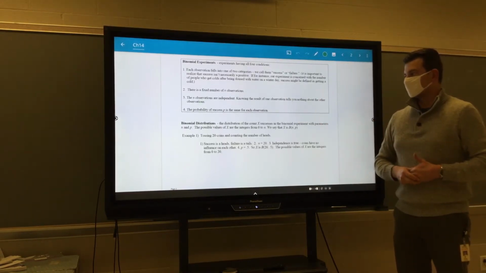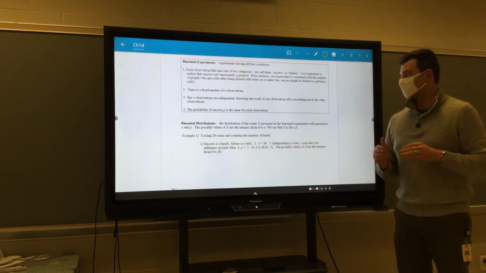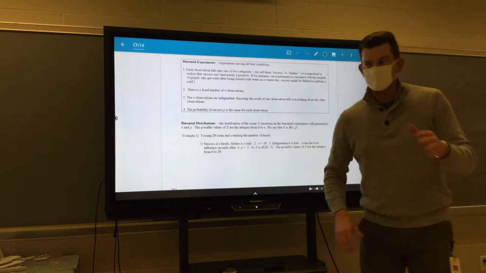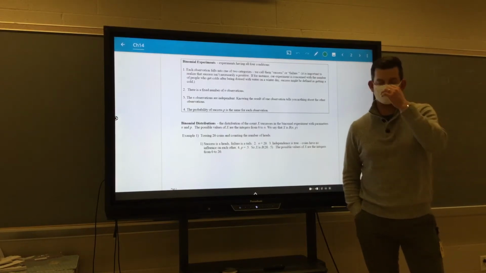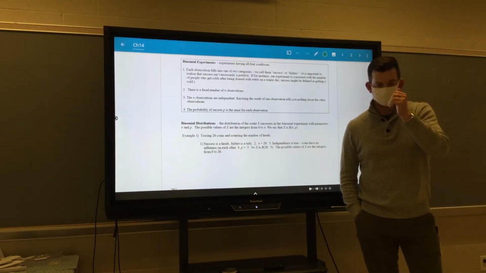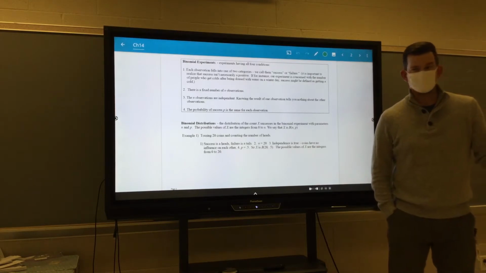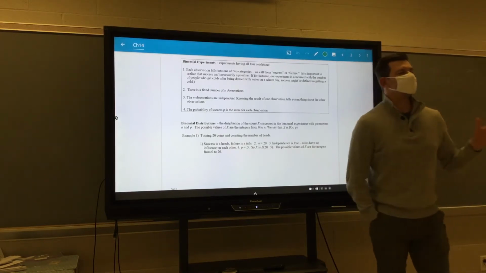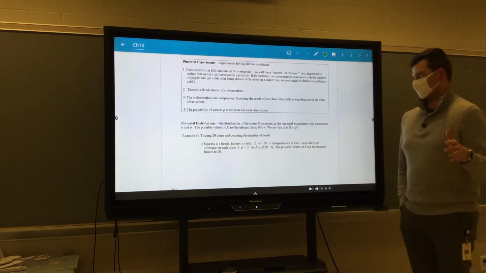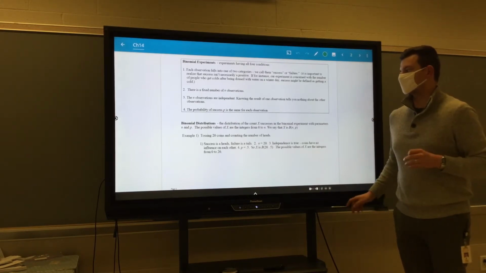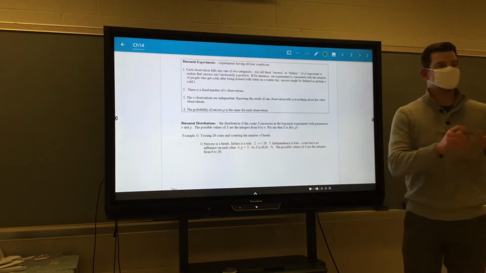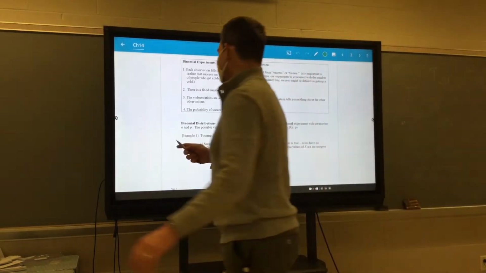Third, we need to have independence with all of our observations. And for this, we're pretty much going to rely on our verbal definition of independence, that the outcome of one doesn't impact the outcome of another. Lastly, that probability of success needs to be the same for each observation.